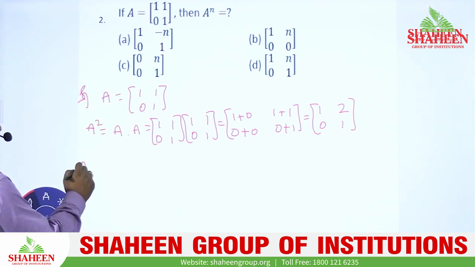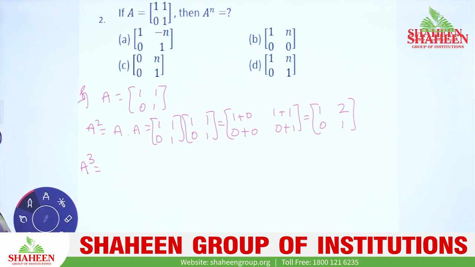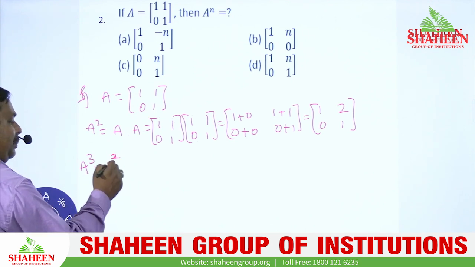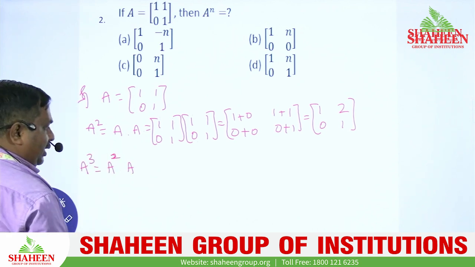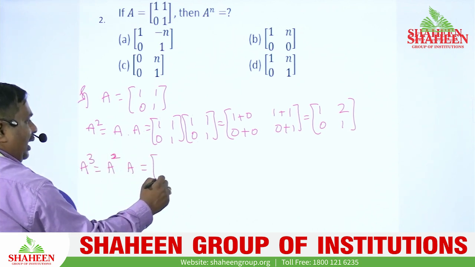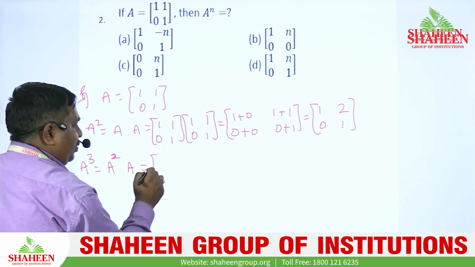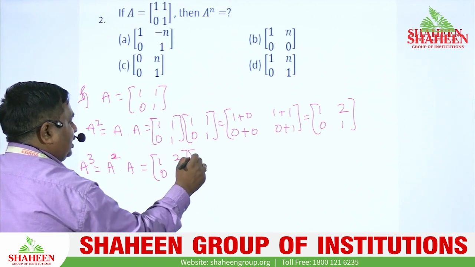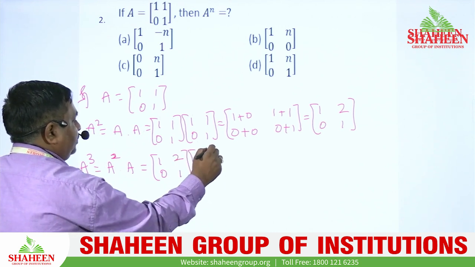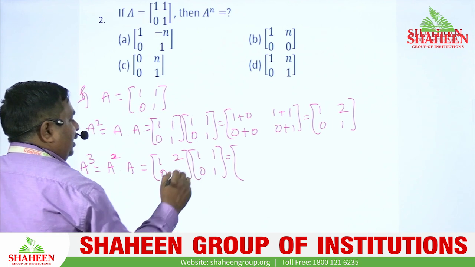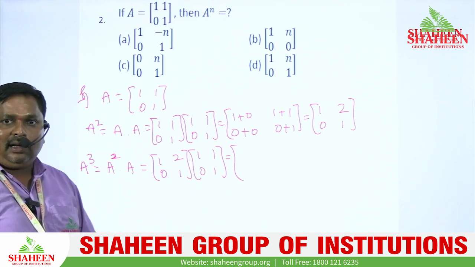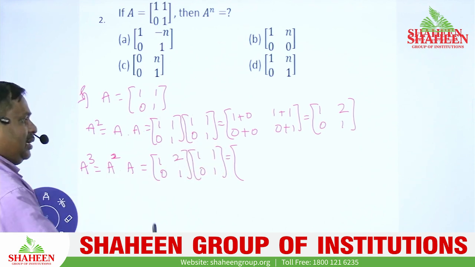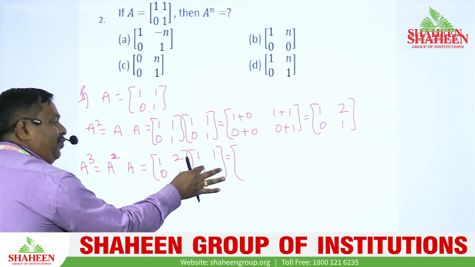Let us find the matrix A cube. Matrix A cube is calculated by multiplying A square and matrix A. Already we calculated the matrix A square, that is 1 2 0 1. We are multiplying this matrix with A, 1 1 0 1. In matrix multiplication, we multiply the row of the first matrix with the column of the second matrix. Let us multiply the first row, first column.